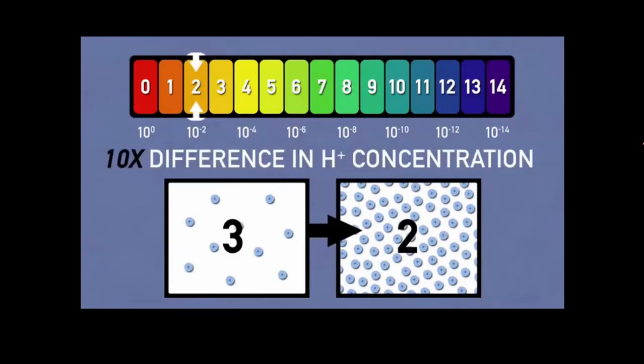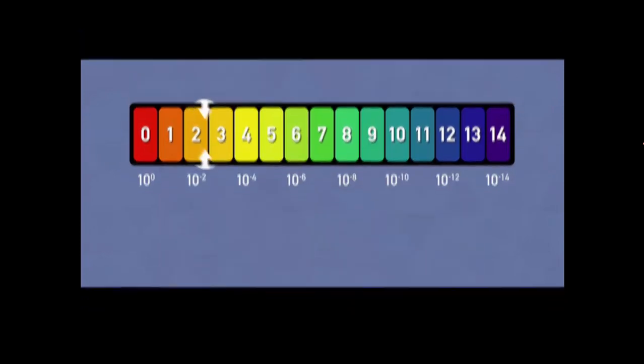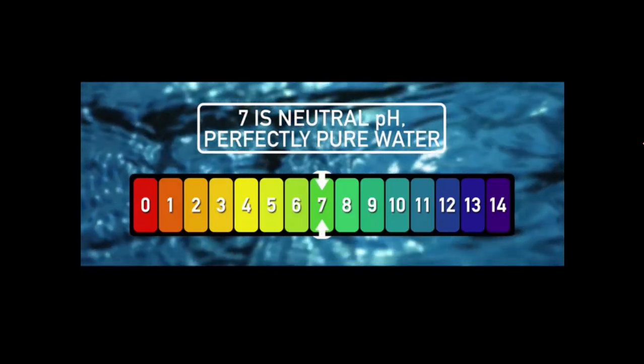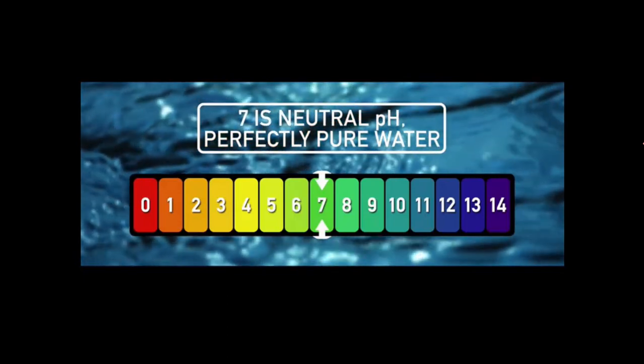But 0 to 7 is only half of the picture. So what about all these numbers above 7? Substances that correspond with this half of the scale are called bases, and they are the chemical opposites of acids. The 7 on the scale represents neutral pH, what would be perfectly pure water.